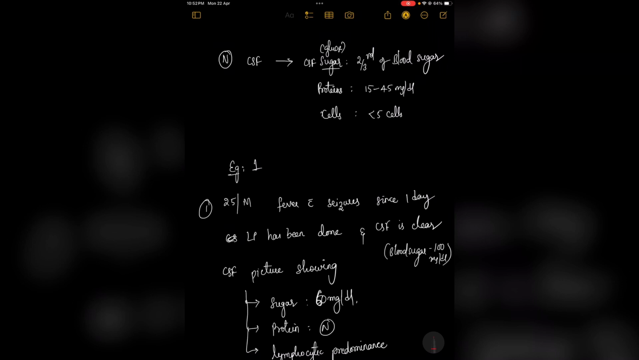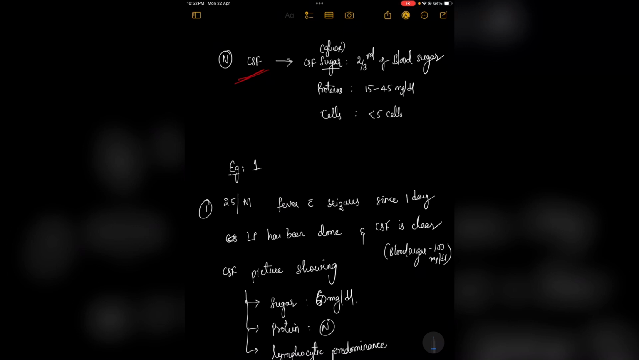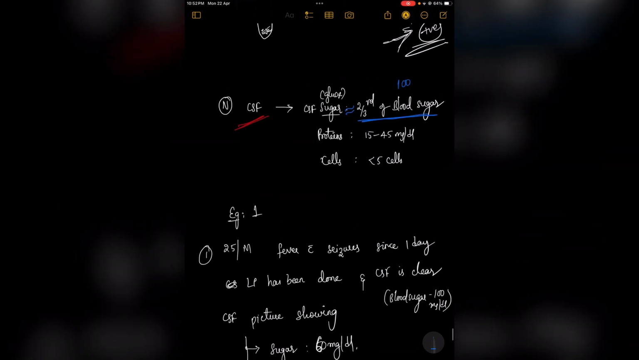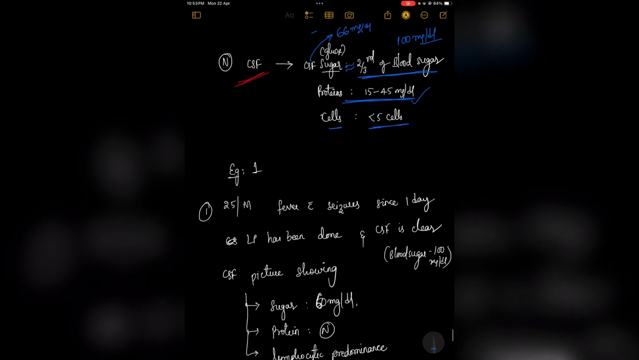So now let's look at the normal CSF picture. How does normal CSF look? Normal CSF glucose or sugar content should be almost equal to 2/3 of blood sugar. Like if the blood sugar is 100 mg per dl at that point of time, CSF sugar should be around 66 mg per dl. This is normal. Less than this is slightly abnormal. Proteins are 15 to 45 mg per dl. Cell count is less than 5 cells.